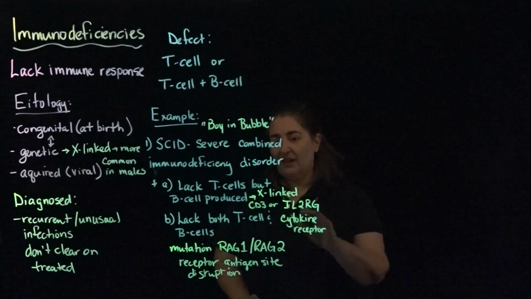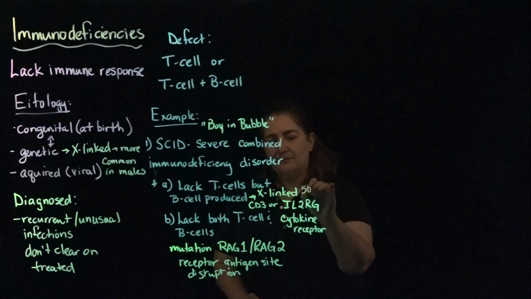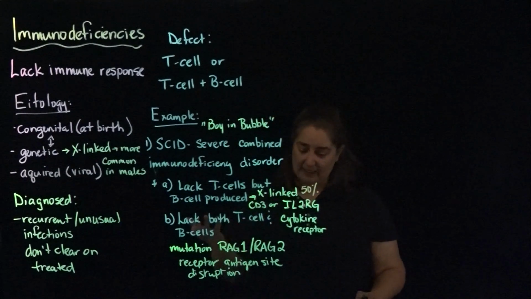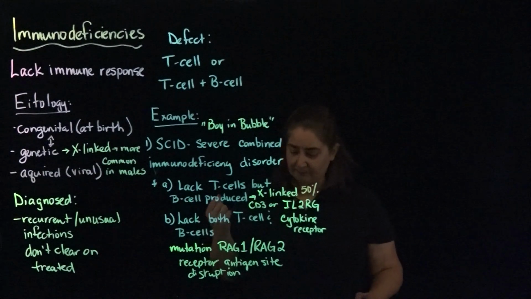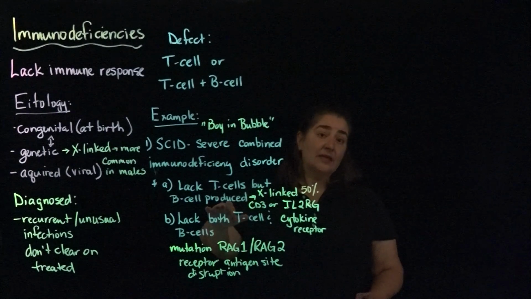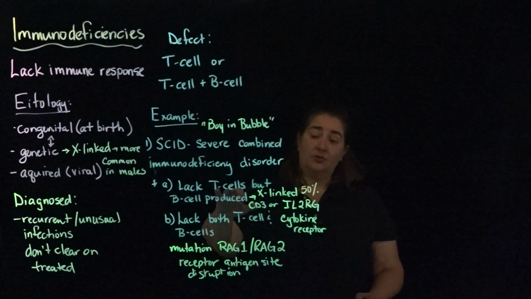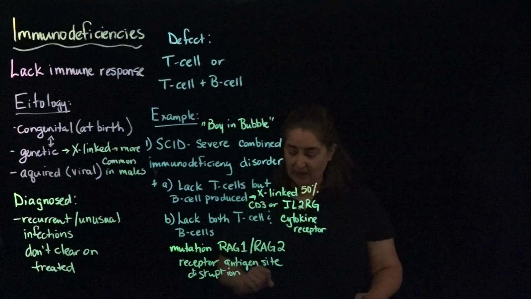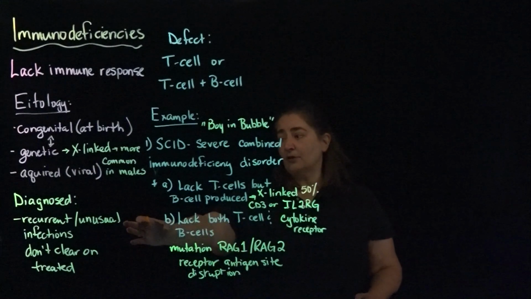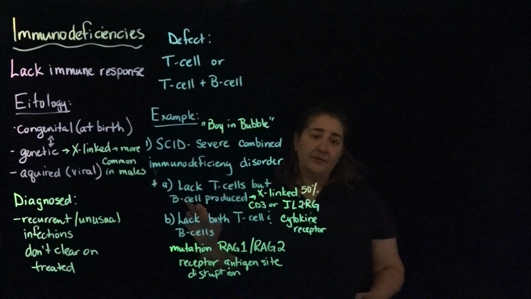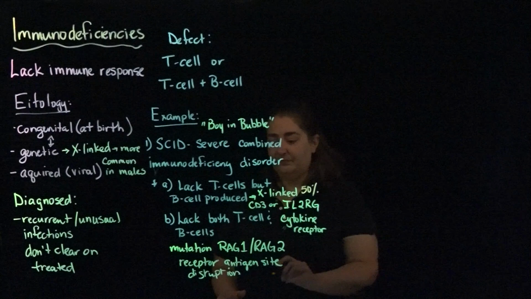About 50% of SCID is genetic. It's going to be X-linked. And so there are no T cells produced in these individuals. B cells are made, but they're not activated because you don't have the T cells associated with it, okay? Typically, the recurrent unusual infections associated with SCID happen in the first 3 months of life, all right?